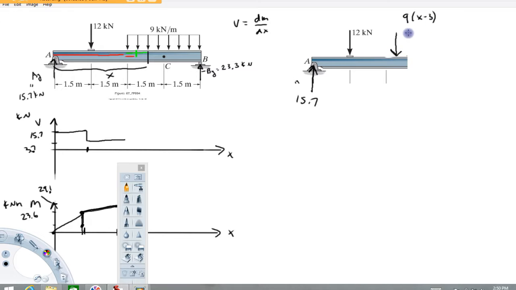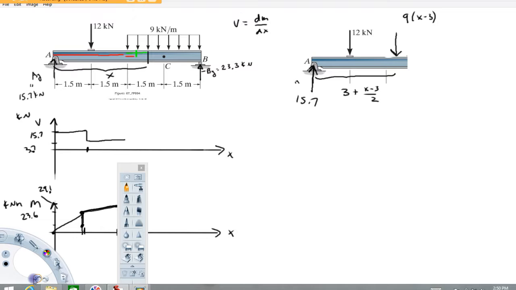So that force vector is going to be down, and that's its magnitude, and it is at a location of 3 plus half of this. So that's going to be 3 plus x minus 3 over 2. Gives the location of the force vector under that little rectangular load.